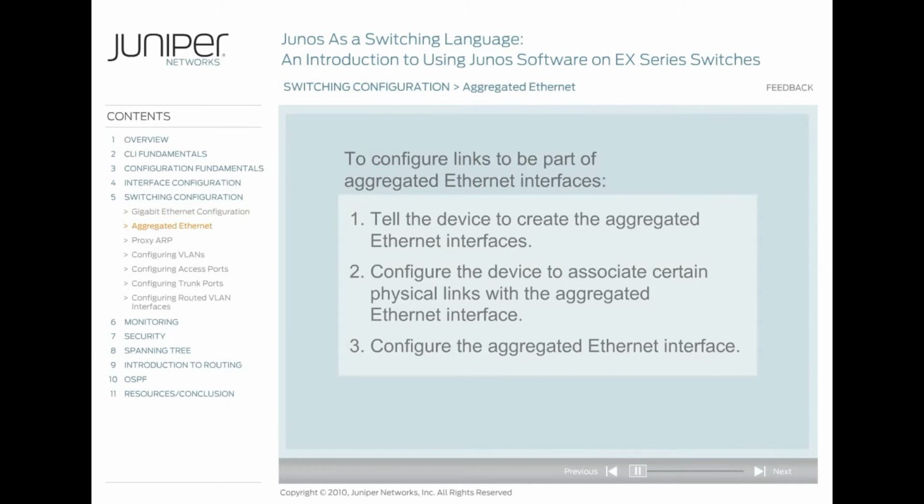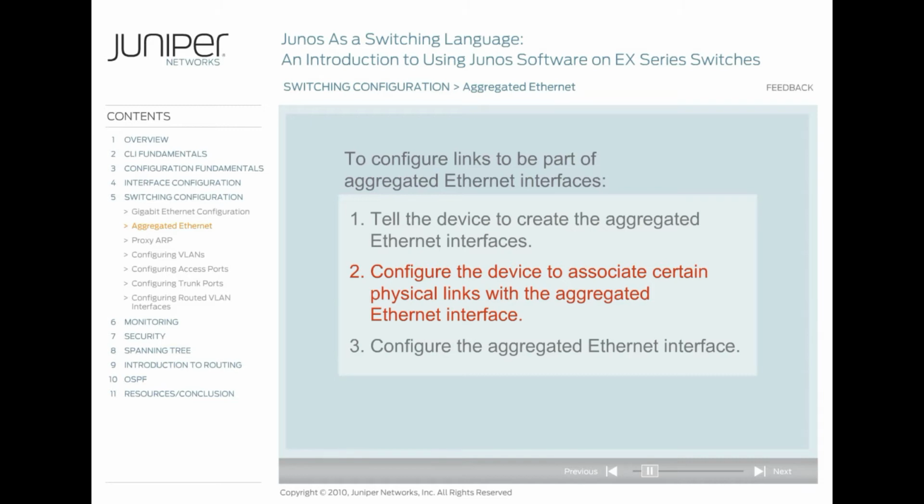Junos supports the IEEE 802.3ad link aggregation protocol. Configuring links to be part of aggregated Ethernet interfaces requires 3 steps. First, you have to tell the device to create the aggregated Ethernet interfaces. Second, you must configure the device to associate certain physical links with the aggregated Ethernet interface. Third, you must configure the aggregated Ethernet interface.